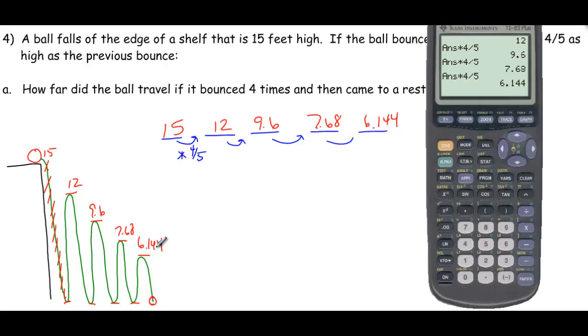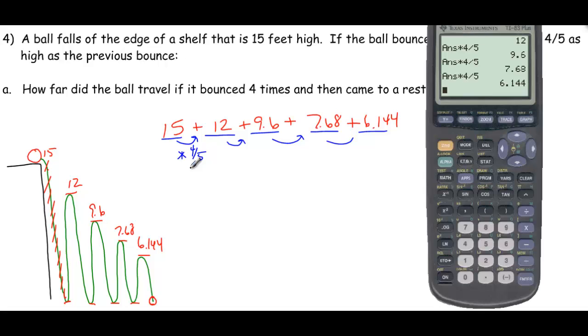So I need to figure out how far the ball traveled. So you might think, well, I'll just add all these together, and because we're multiplying by a common ratio, that makes it a geometric sequence, but if I add them together, that makes it a geometric series of adding it together.